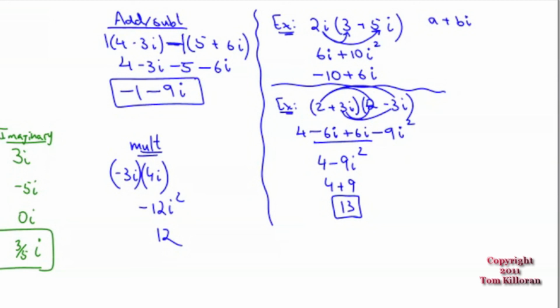We just multiplied together a complex number times a complex number and ended up with a whole number. Where did you get that positive from? Because i squared is negative 1, and negative 1 times negative 1 is positive 1. Alright, I got you.